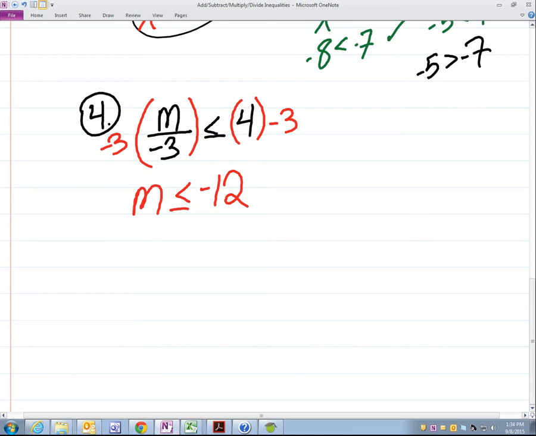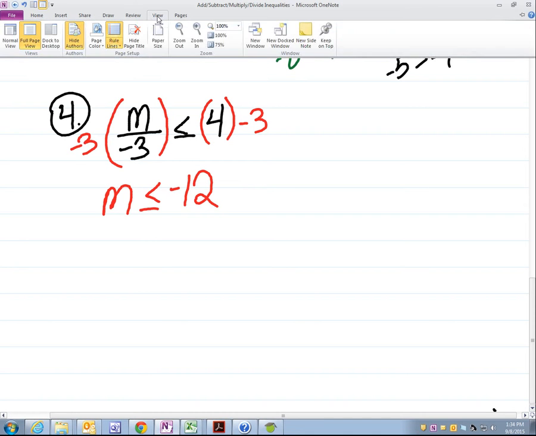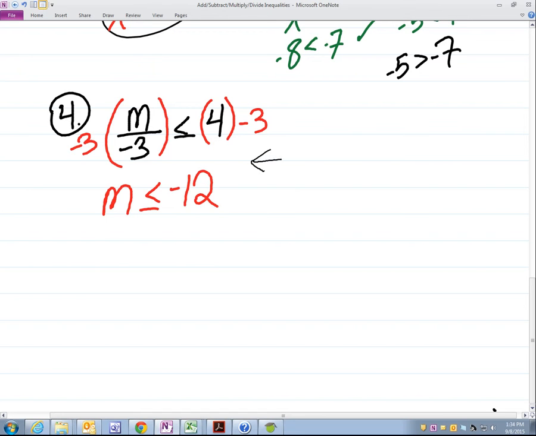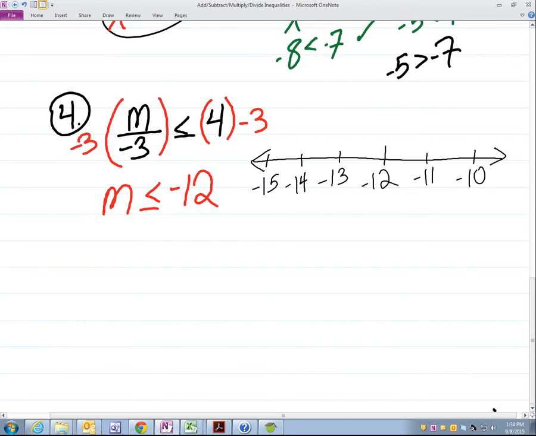Let's test that out. Some of you might get angry at me with what we're about to do. Here we go. Okay, going to make negative 12 be in the middle. Negative 11, negative 10, negative 13, negative 14. So I should put a colored in circle here because it's less than or equal to, and M is less than negative 12. So I'm going to put this way.